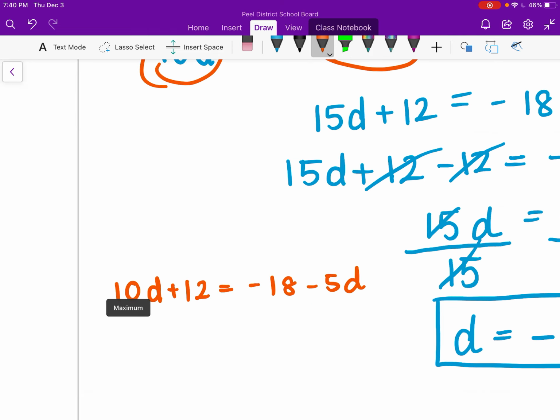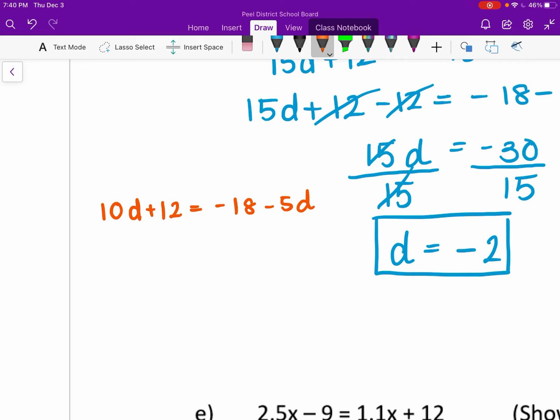So I'm just going to increase this right here. So I know that my D is negative 2. I'm sorry, negative 2. So I'm just going to plug that in. Plus 12 is equal to negative 18. Always put it in brackets. This is where that bracket starts to make a difference, right? Because it's a negative. So you need to make sure it's always in brackets.